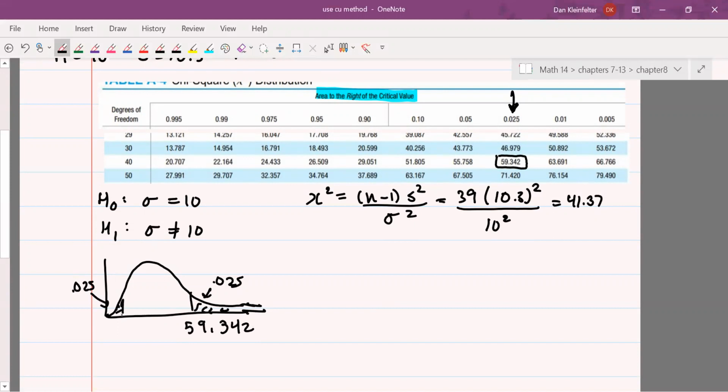For the left side critical value, 0.025 is on the left, so 0.975 will be on the right. This will give us a critical value of 24.433. Based on that, it's pretty clear that our test statistic is not in the rejection region, and so we will fail to reject.